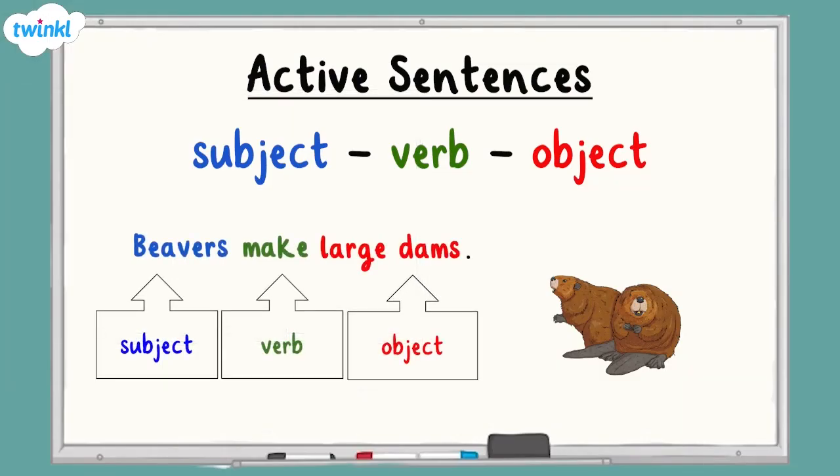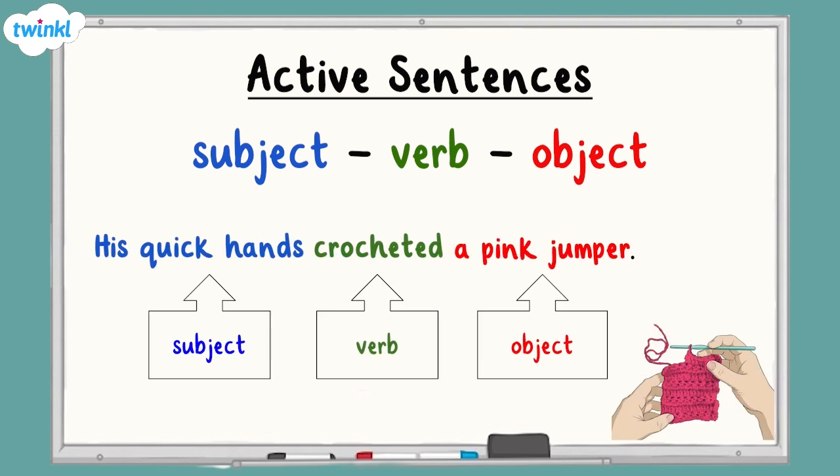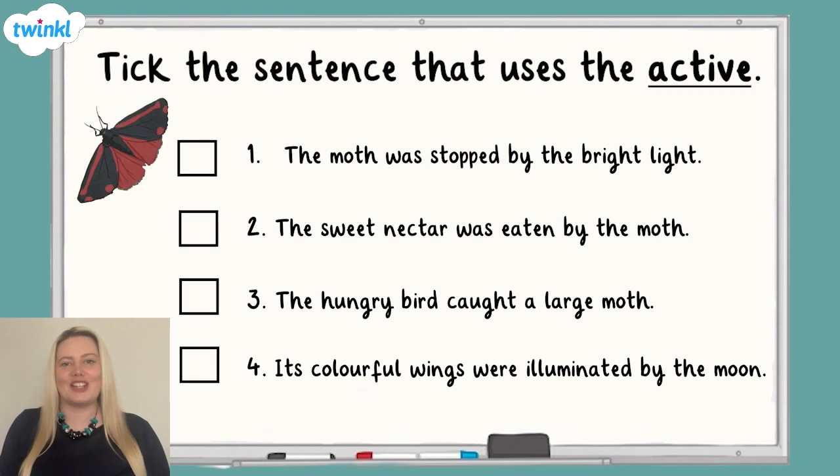Beavers make large dams. The youngest skater won the competition. His quick hands crocheted a pink jumper. Top tip: in an active sentence, the subject will be doing the action. Let's take a look at our first question.